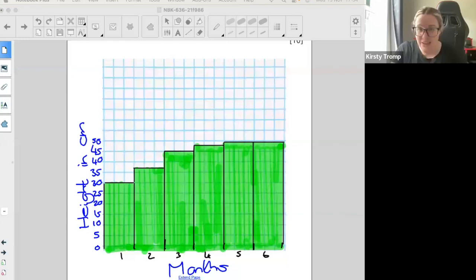Our last question says to us, what do you think is going to happen in month 7 and month 8? What do you think will happen in month 7 and month 8? What do you think is going to happen? Shakina. Hi, Shakina. Tell me, what do you think is going to happen to this plant in month 7 and month 8? Ma'am, can you hear me?